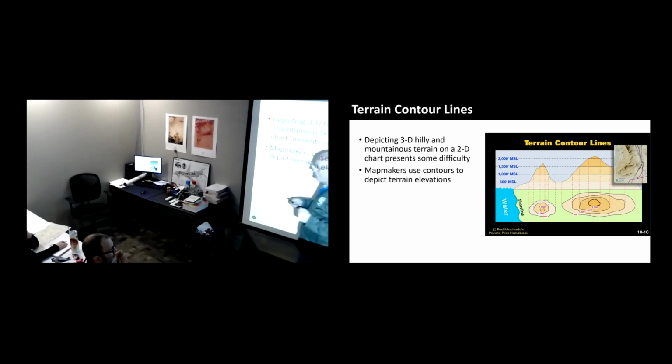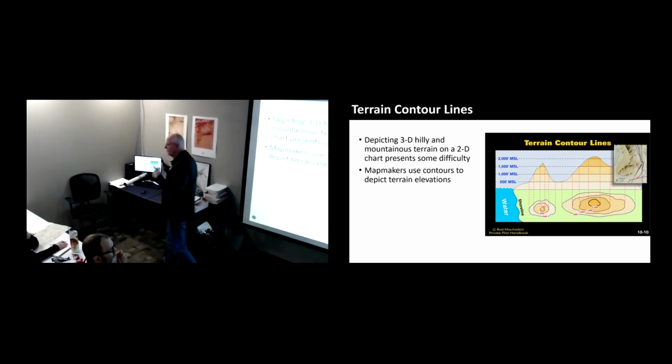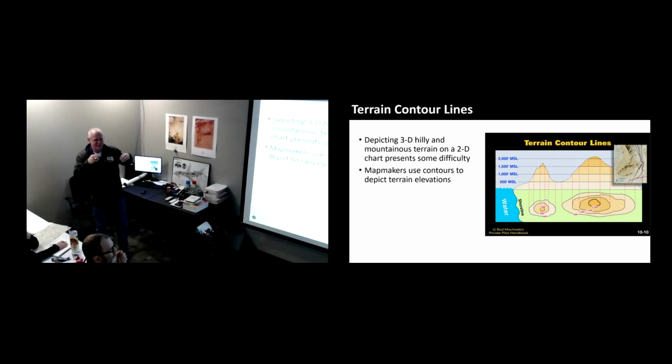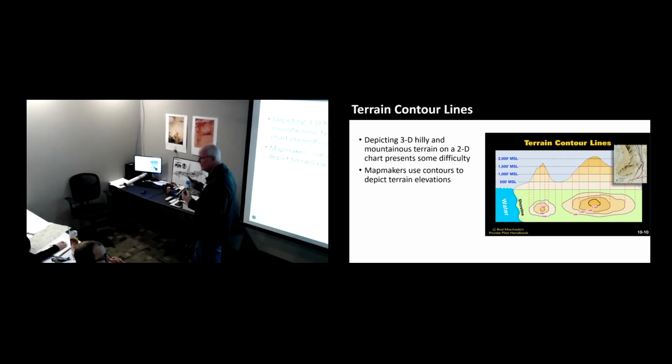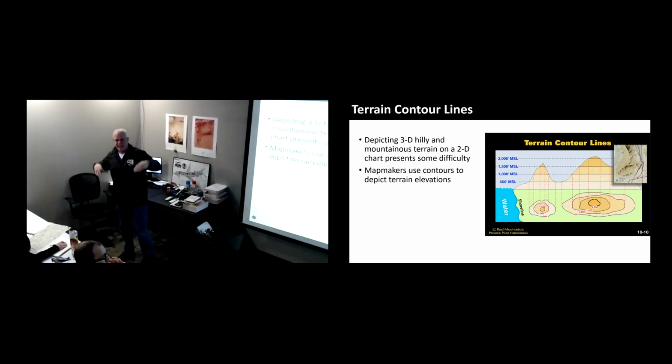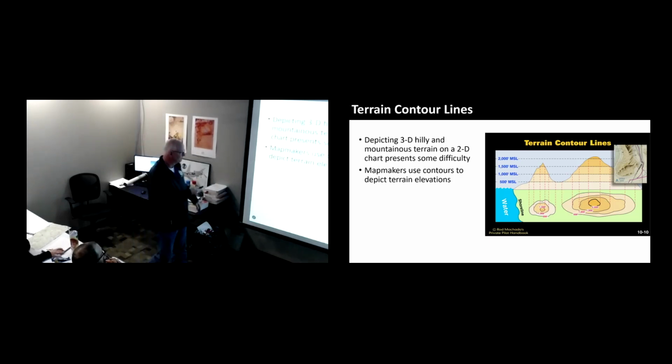But each of those circles indicates a contour line, which is just saying that all of the terrain along that contour line is at the same elevation. Okay, so if you were to walk this contour line around this mountain, you would be staying at a few thousand feet. Okay, if you walk this contour line all around the mountain at this level, you're going to stay at 1,500 feet. So a contour line is nothing more than a graphic representation of the elevation for that topography. Make sense? Okay.